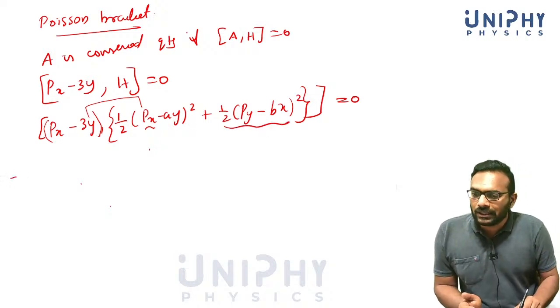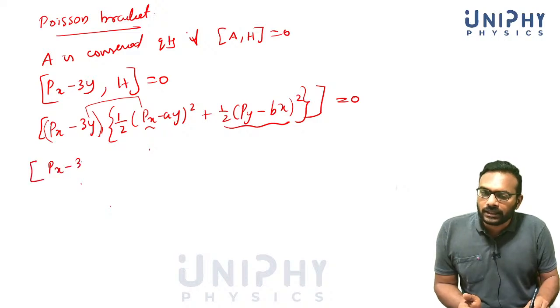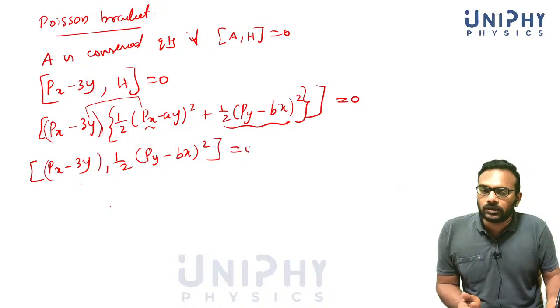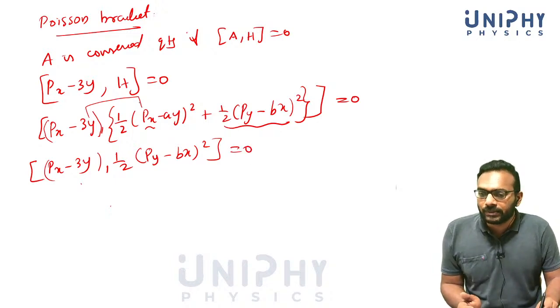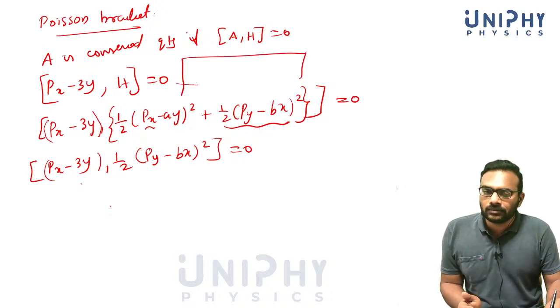So we immediately make the simplification. Px minus 3y, comma, half py minus bx square is equal to 0. Just by inspection, we made this immediate simplification. Now we can see a nice result here using the properties of Poisson brackets. If you don't remember, you can always derive these things.